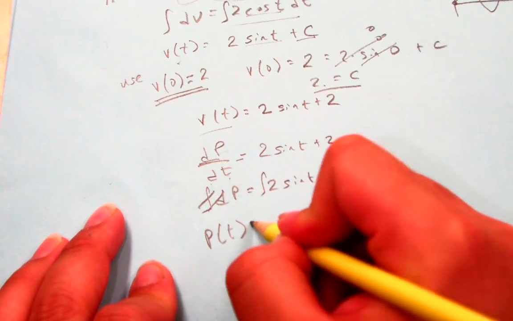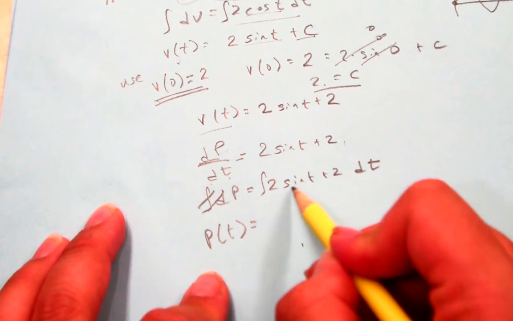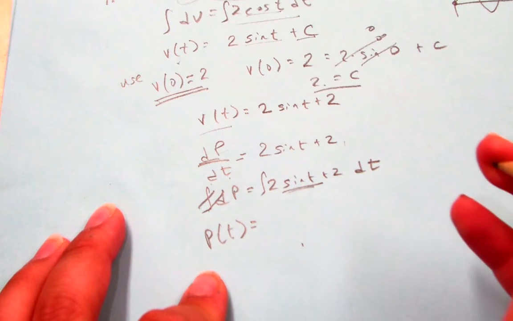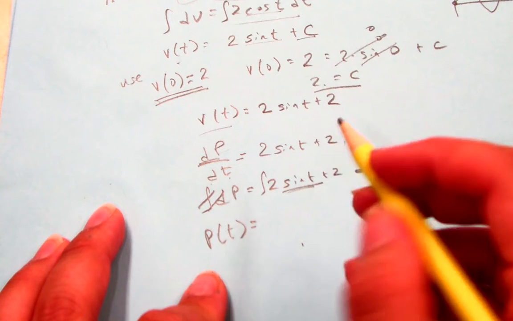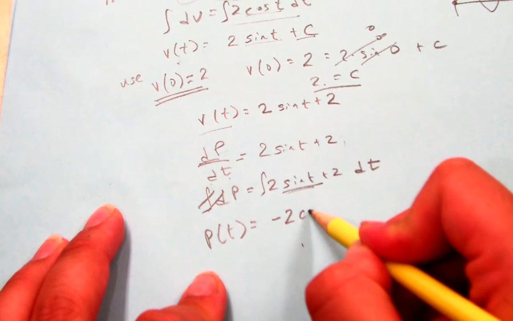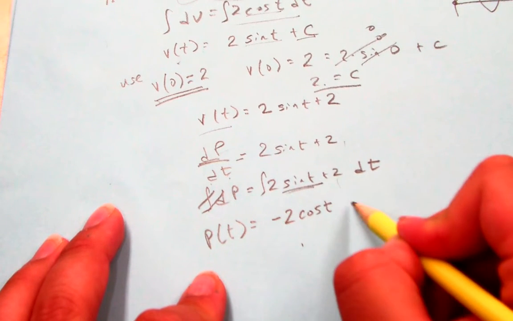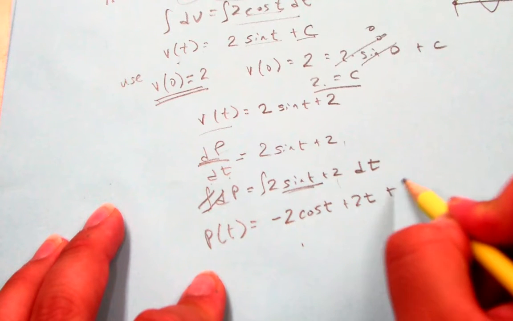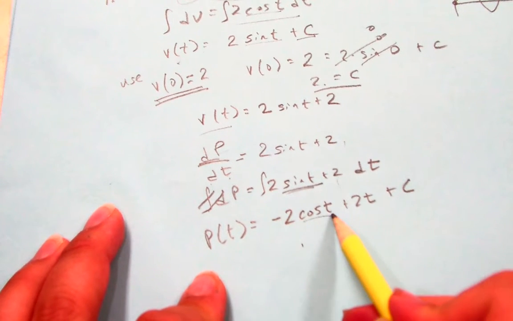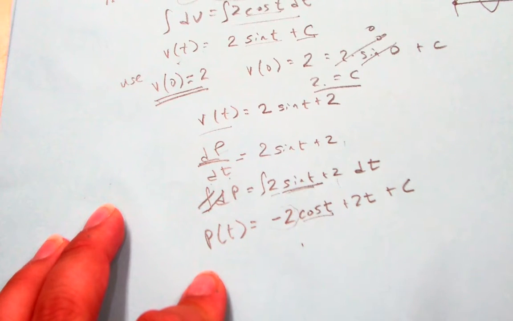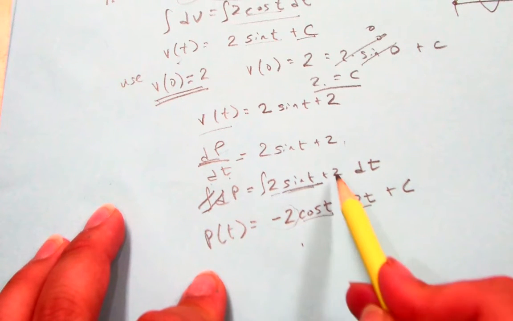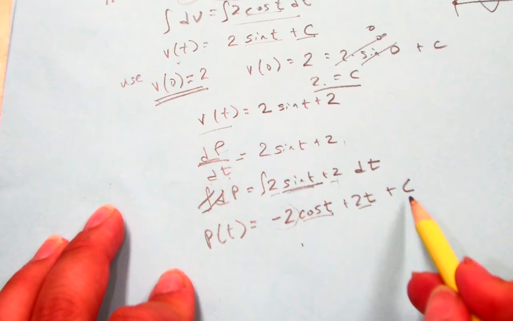P of t is equal to, well, let's see, got to be careful here. Sine is the derivative of negative cosine, right? Because cosine's derivative is negative sine. So it'll be negative 2 cosine of t. 2's antiderivative will be plus 2t, plus a constant. Let me just check there. Cosine's derivative is negative sine. Multiplying by negative 2 should give me a positive 2, and there it is. 2t, of course, will just give me 2. So I still have this pesky constant.